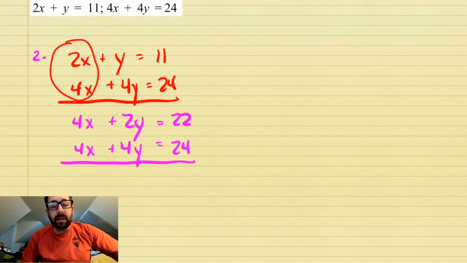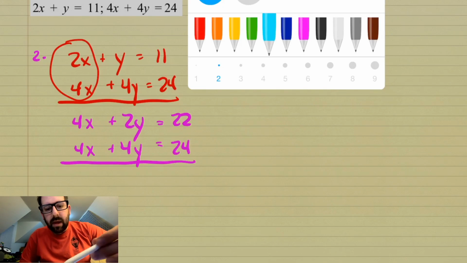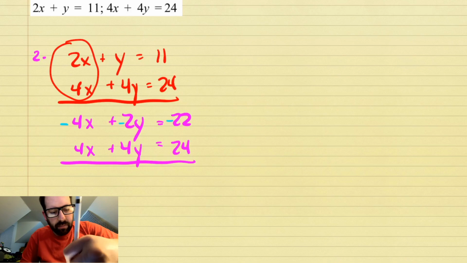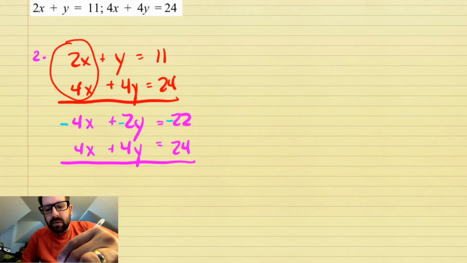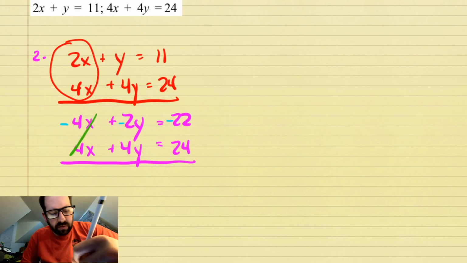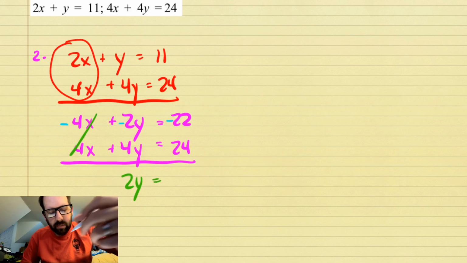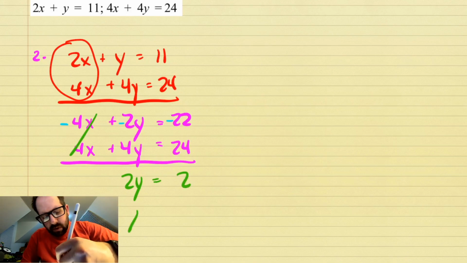Alright, so that's how we do elimination, right? You pick one of the variables, you make them the same number if they're not already. And then if they're not already opposites, you want to make one of the rows negative. So I'm going to make the top row negative because I want to make them opposites. Then I can add straight down. So if you add straight down, I'm left with 0. This makes it 2y. That's a negative 2 and a 4. Add them together. And then on the other side, I'm left with a 2.